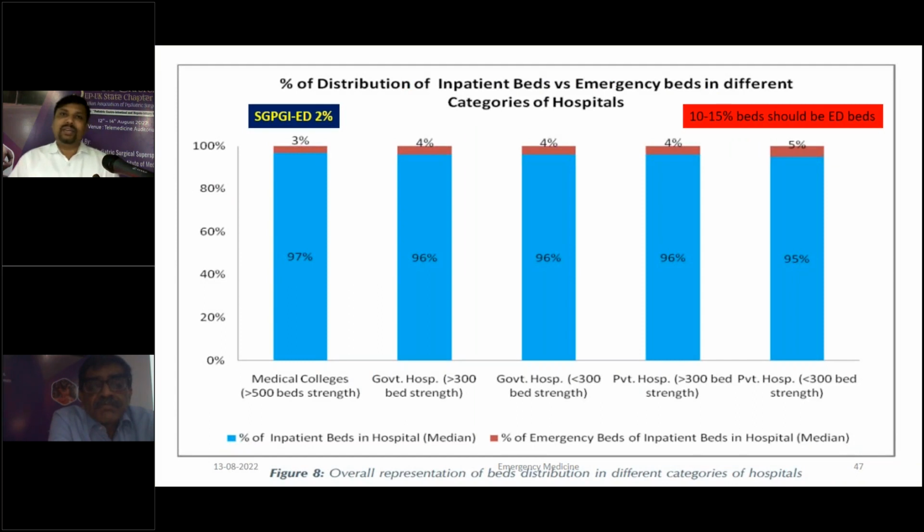The second observation related to physical infrastructure is the number of beds served by emergency medicine. We can see across the hospital categories, ranging from private hospitals, larger private corporate hospitals, government hospitals, to medical colleges, the ED bed share was only 3 to 5%. For medical colleges, it was only 3%. At SGPGI, it is only 2% till date.